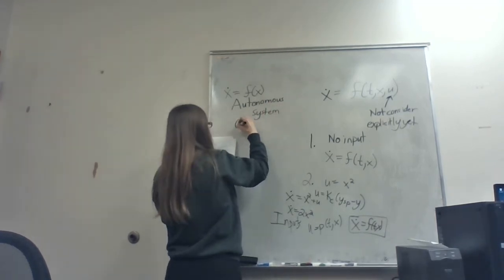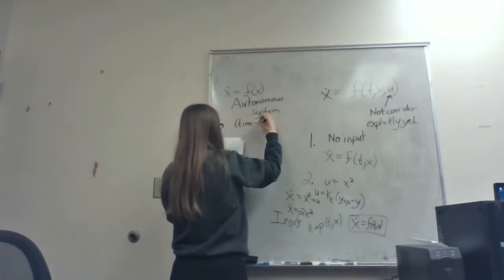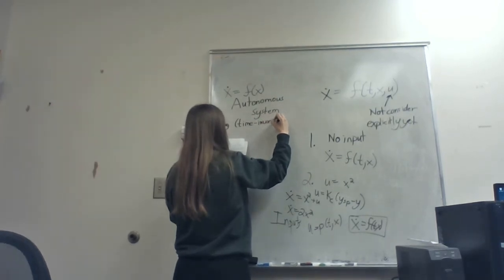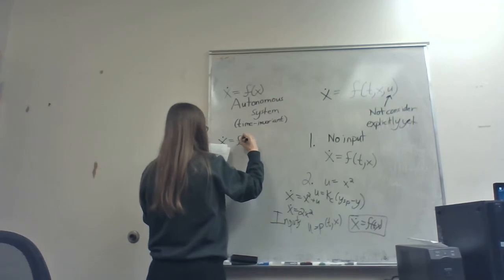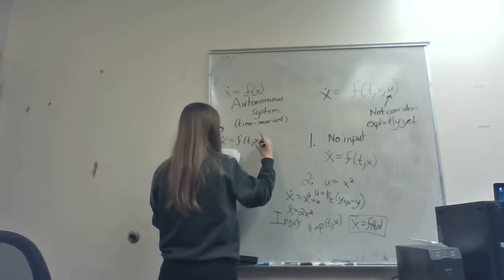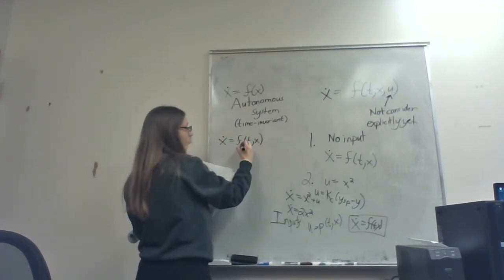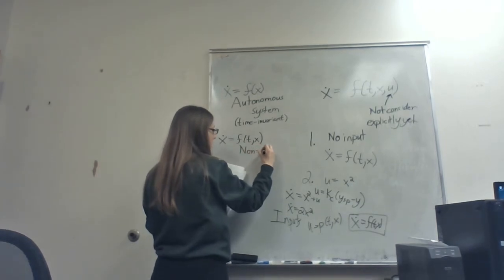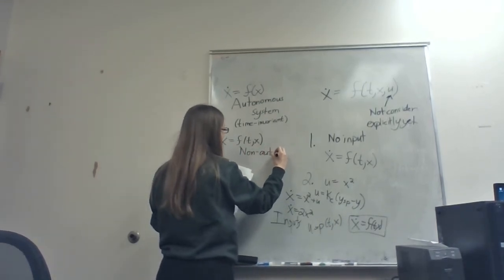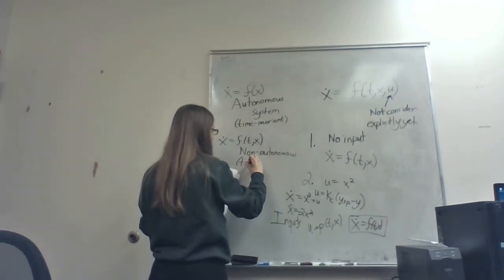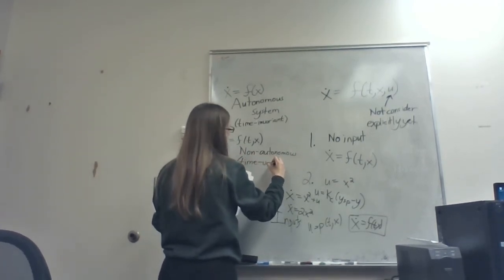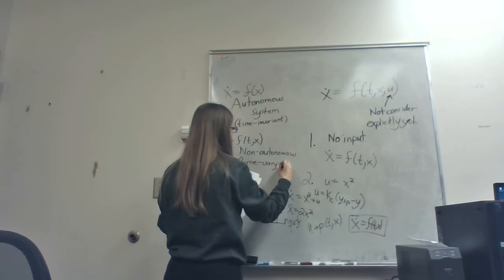Or time-invariant. And then we have x dot equals f of t, x. This one is the one we were talking about before. This is called non-autonomous. It has this time-varying dependence in the right-hand side.